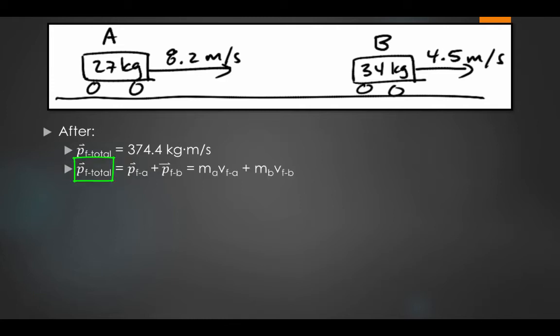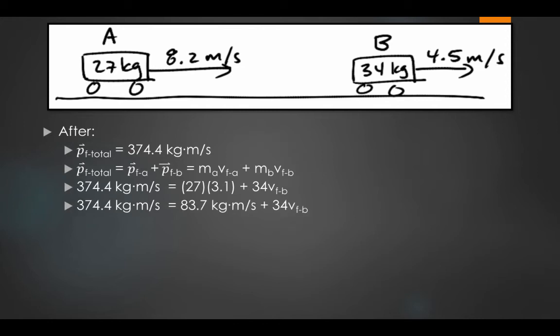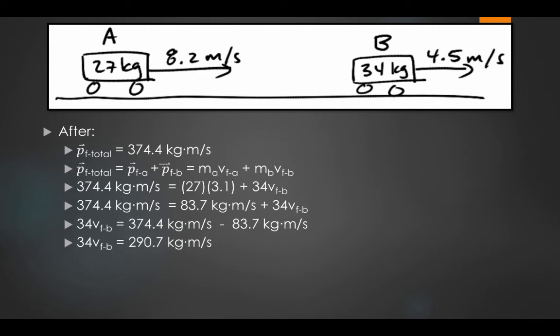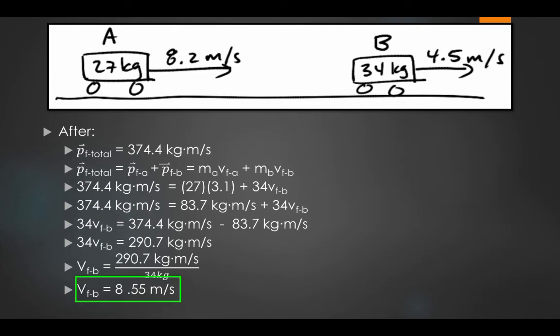Total final momentum is final momentum of car A plus final momentum of car B, which is mass A times final velocity of A plus mass B times final velocity of B. 374.4 kilogram meters per second equals 27 times 3.1 plus 34 times the final velocity of B. 374.4 equals 83.7 plus 34 times V. 34 times V equals 374.4 minus 83.7. 34V equals 290.7 kilogram meters per second. Velocity final for B is 290.7 divided by 34, which is 8.55 meters per second.